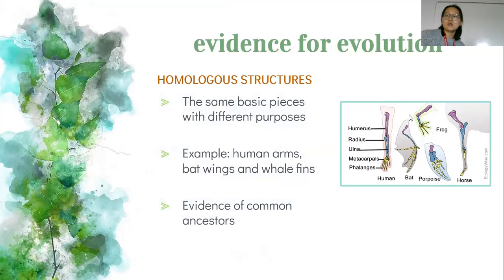So looking at the internal structure tells us that at some point there was an ancestor that grew these internal structures, and these internal structures, like these bones, are really successful as a physical structure. So the genes that have been developed to grow these structures have been passed down, even though they've been slightly altered over time to eventually cause different purposes.